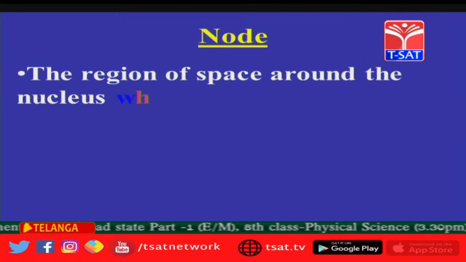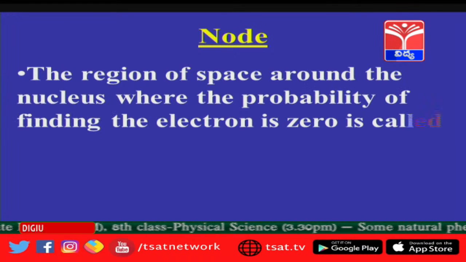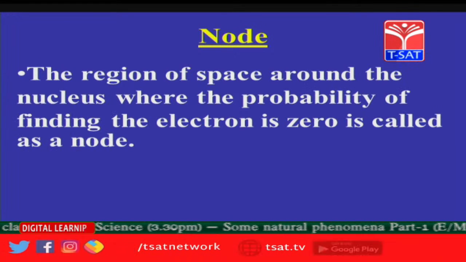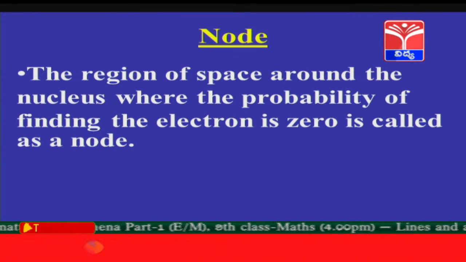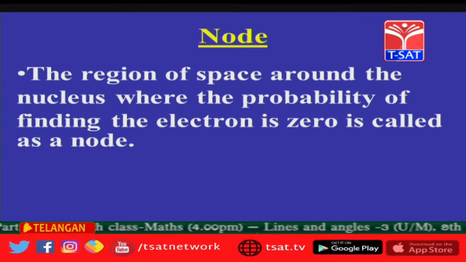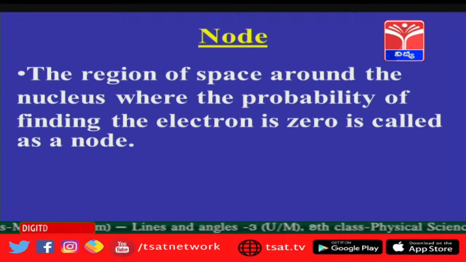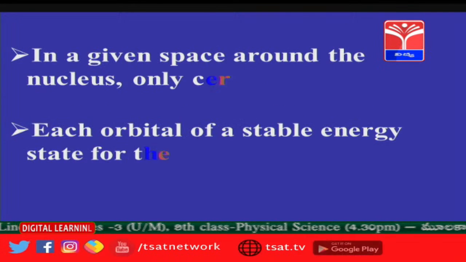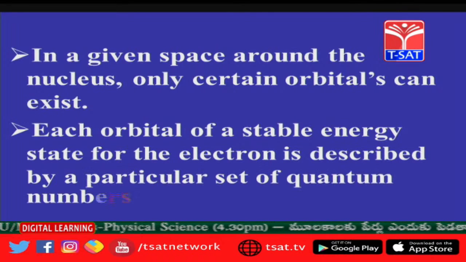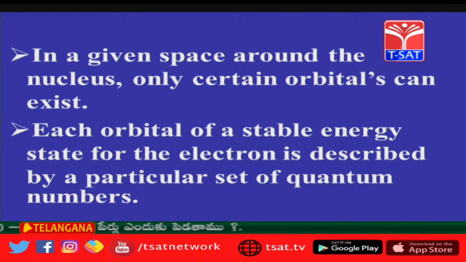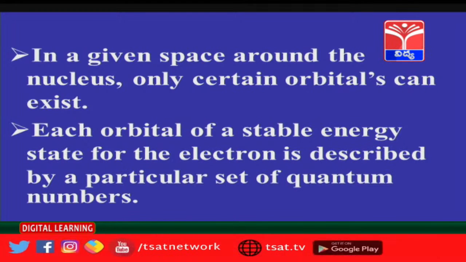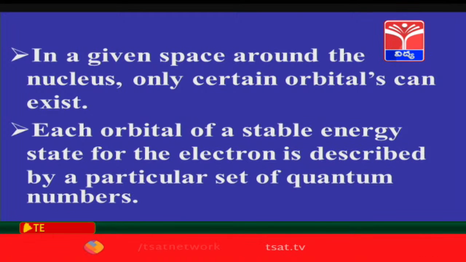In some places we cannot find an electron. The region of space around the nucleus where the probability of finding the electron is 0 is called a node. In a given space around the nucleus, only certain orbitals can exist. Each orbital of a stable energy state for the electron is described by a particular set of quantum numbers.